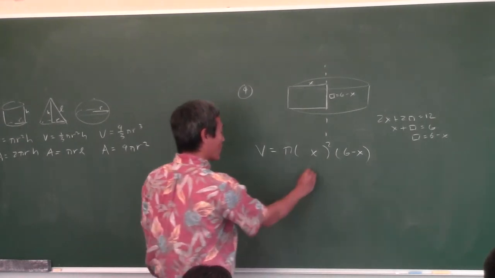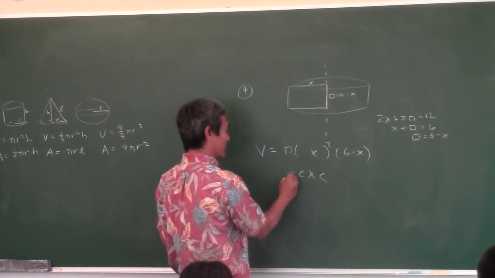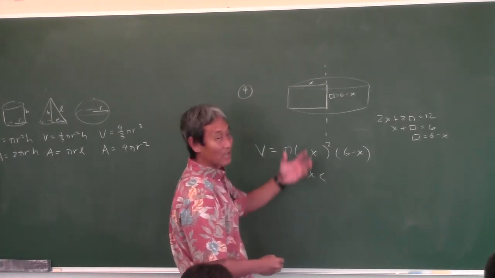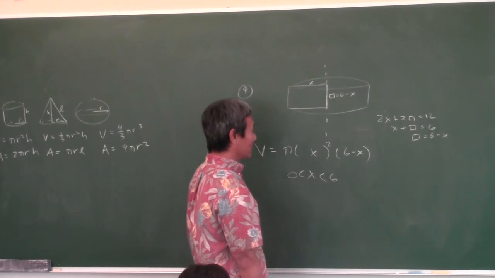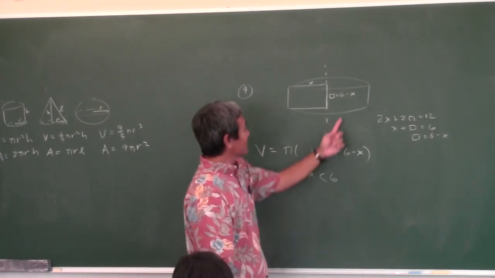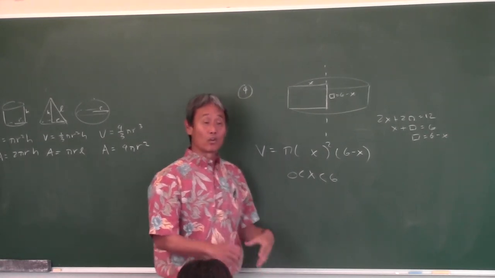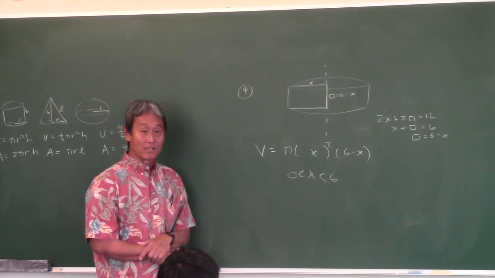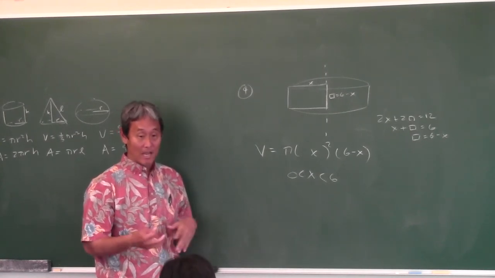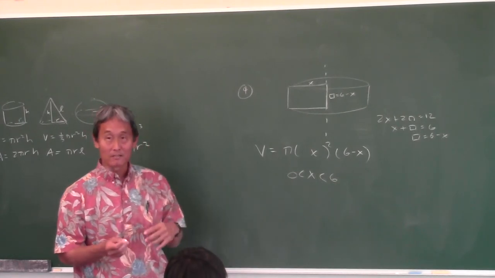So, what is the domain of this problem? X obviously has to be bigger than 0, because x represents a length. But it has to be smaller than 6, because otherwise, if you plug in a number bigger than 6, this is going to be negative. So when you graph this on your calculator, you make x min 0, x max 6, y min 0, and y max, you got to guess, 10. If you don't see the hump, then go to 100. If you don't see the hump, go to 1,000.